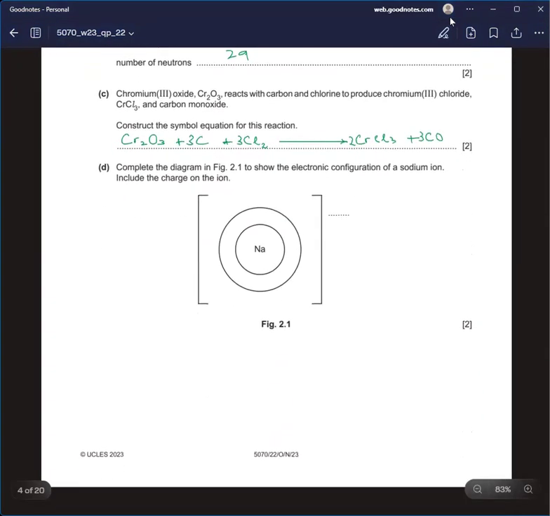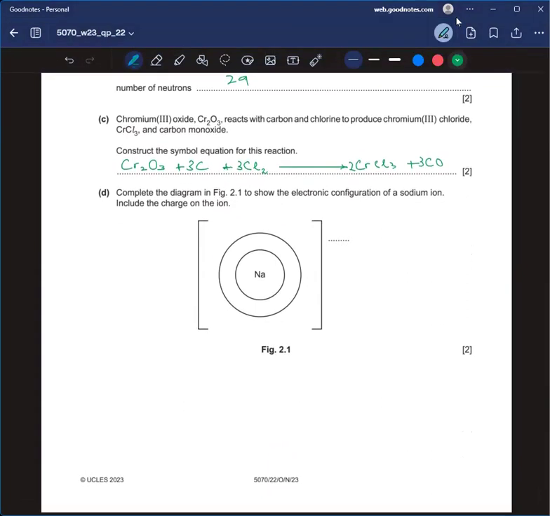Complete the diagram in figure 2.1 to show the electronic configuration of a sodium ion, include the charge on the ion. We know that sodium is a metal, and it forms a cation by losing 1 electron, so the charge would be +1, and 1, 2, 3, 4, 5, 6, 7, 8, 9, 10.